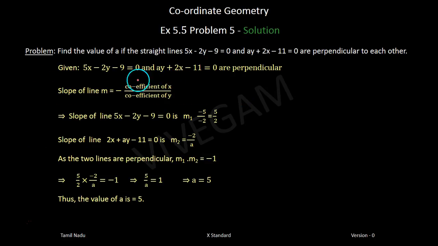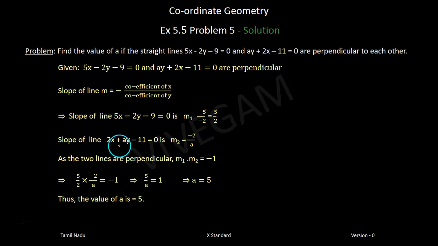Okay, the solution. Given two lines 5x minus 2y minus 9 equal to 0 and ay plus 2x minus 11 equal to 0, and these lines are perpendicular to each other. Slope of the line is given by m equal to minus coefficient of x divided by coefficient of y. So slope of this line will be equal to minus coefficient of x, that is minus 5, divided by coefficient of y, that is minus 2. So that is minus 5 divided by minus 2, that's equal to 5 by 2.